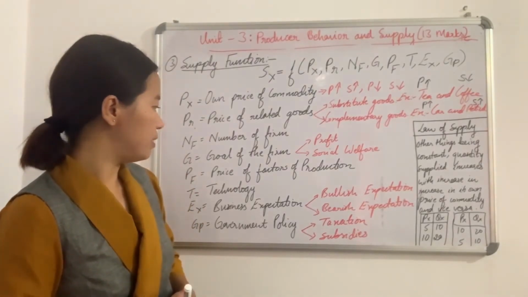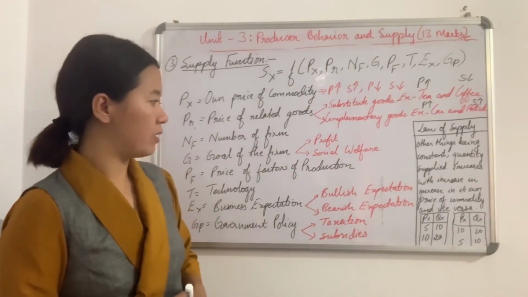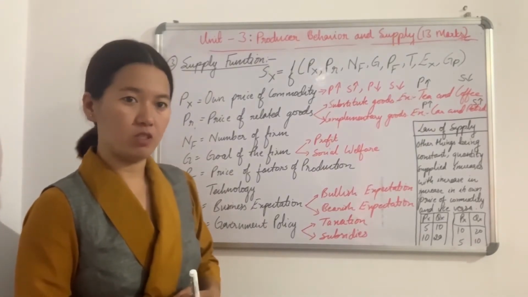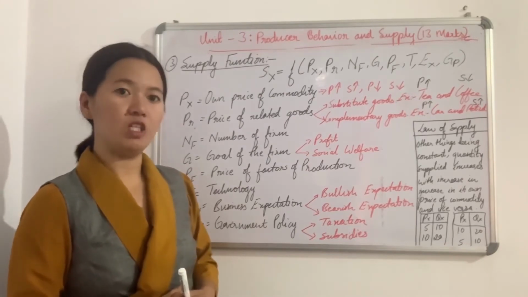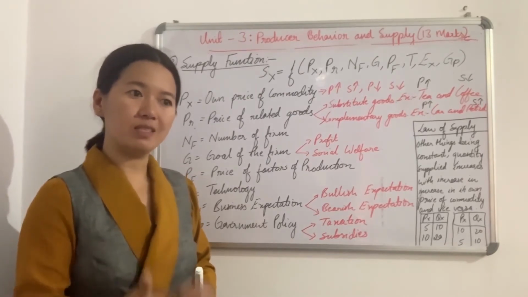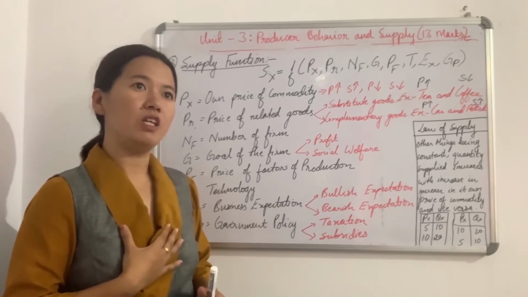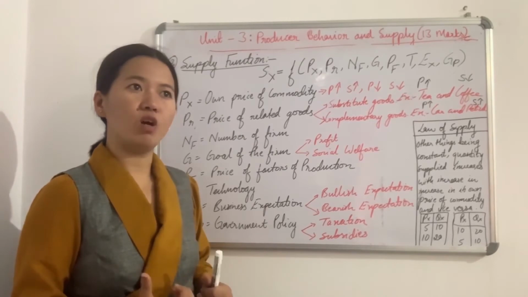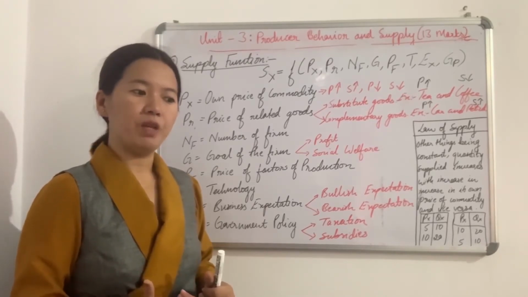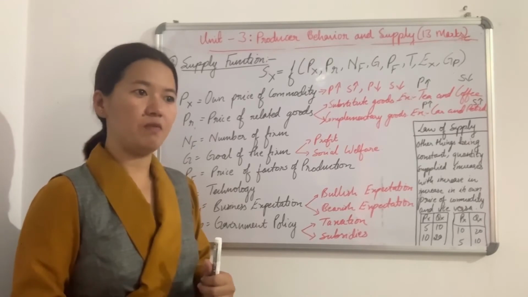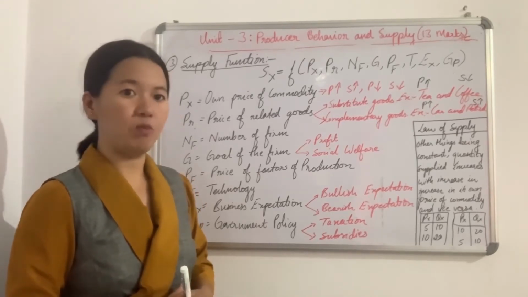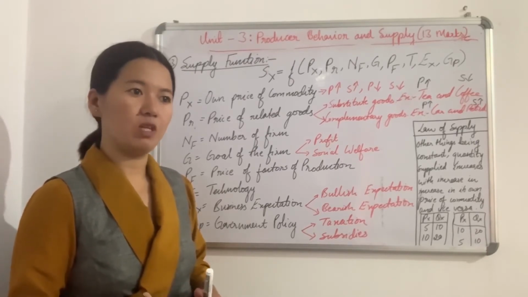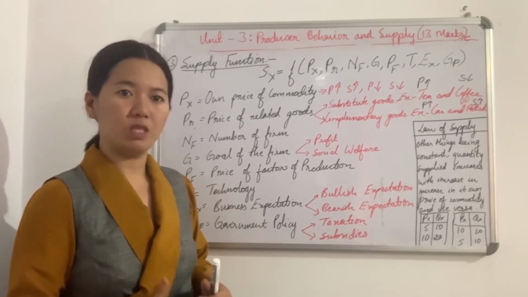And the next is business expectation. In business expectation, we have 2, that is bullish expectation and bearish expectation. Bullish expectation is when the producer is willing to take risk, when he feels that his production would increase demand in the market, that he would not face any loss and he would gain profit and he is willing to take risk. That is called bullish expectation. When he is willing to take risks, he would increase his production. Therefore, the supply of a commodity would increase.